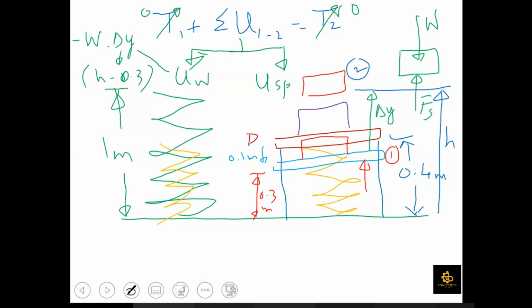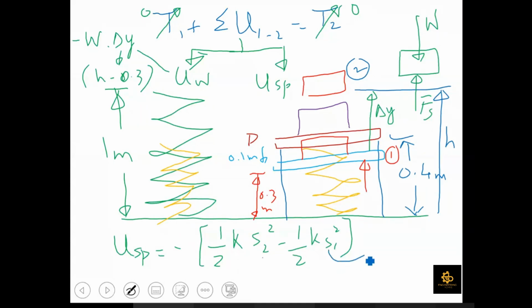Yes, sir. Okay, now coming to the second term of work done, which is work done due to the spring force. By formula, this has a negative sign outside the bracket: minus half k s2 square minus half k s1 square. ऐसा ही है work done का formula spring का. Now my question is, can you identify s1 and s2 here? पहले हम s1 से स्टार्ट करें.